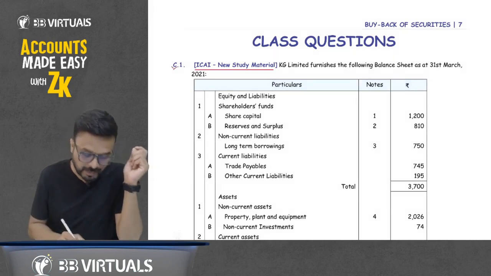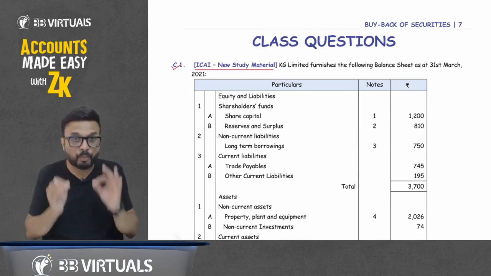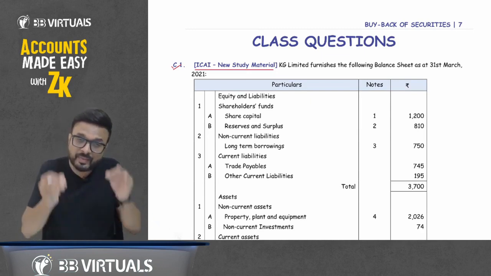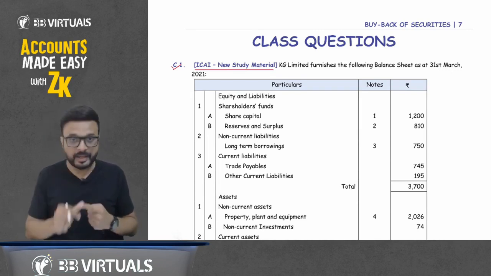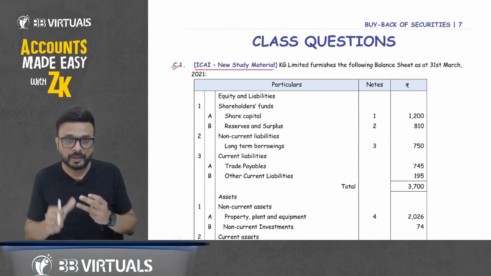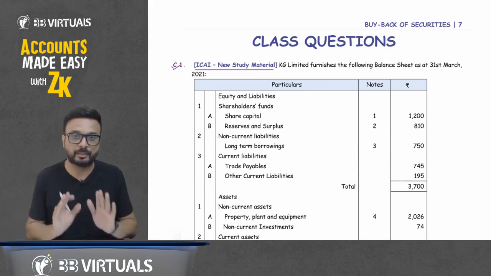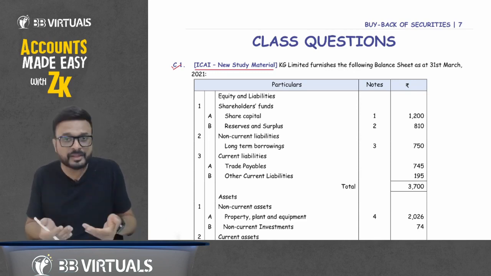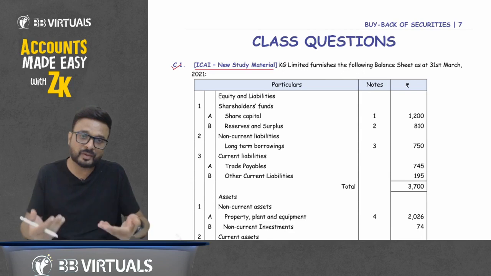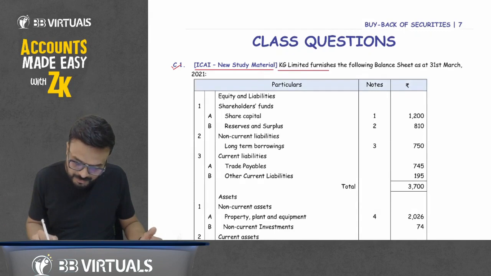You don't have to worry about referring to different sources. The book you have is more than sufficient, because 100% of the questions of the ICAI study material are already covered here. Then RTP, mock test papers, and previous examination questions are all already covered in your book. No need to refer to any other book. For reference purposes, if you want to refer to any book, I would suggest the ICAI study material. Now here, KG Limited furnishes the following balance sheet as on 31st March 2021.